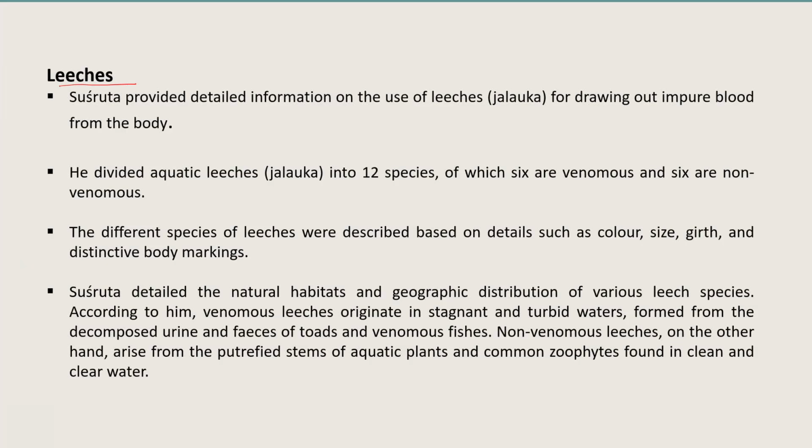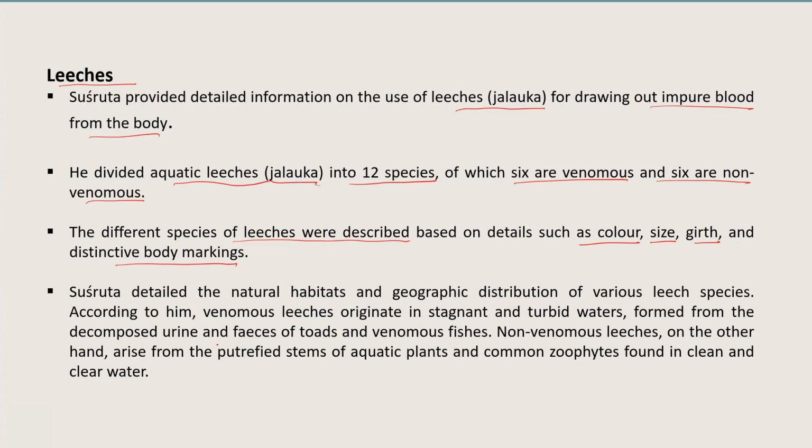Sushrut provided detailed information on the use of leech, jalok, for drawing out impure blood from the body. He divided aquatic leech, jalok, into 12 species, of which 6 are venomous and 6 are non-venomous. The different species of leech were described based on details such as color, size, girth and distinctive body markings. Sushrut detailed the natural habits and geographic distribution of various leech species.